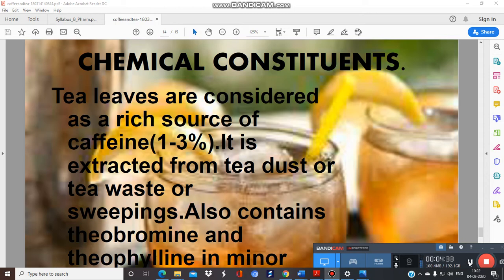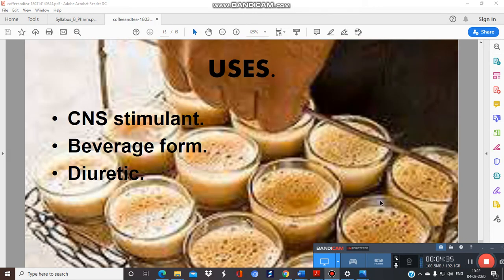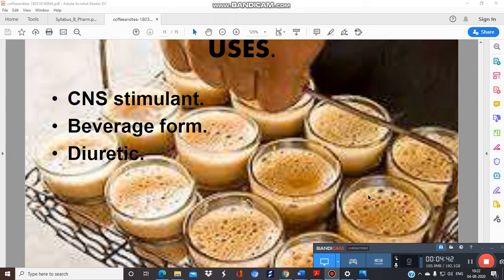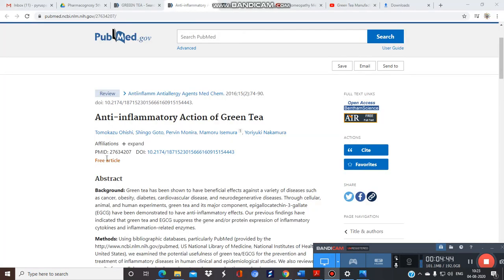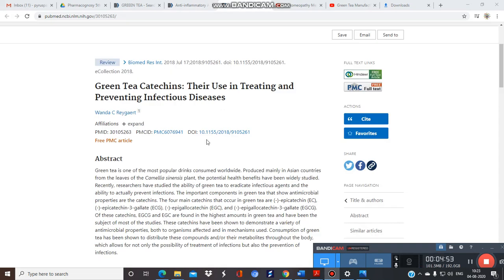About the uses, it is used as a CNS stimulant in the form of beverages, as a diuretic, and as an antioxidant also. There is a research paper on the anti-inflammatory action of green tea, published in 2016. As it contains catechins, it is also used in preventing various infectious diseases. This is a recent paper, published in 2018.